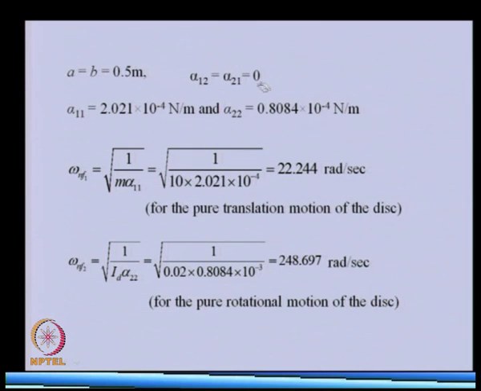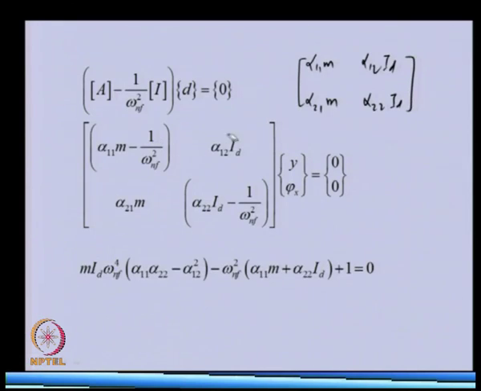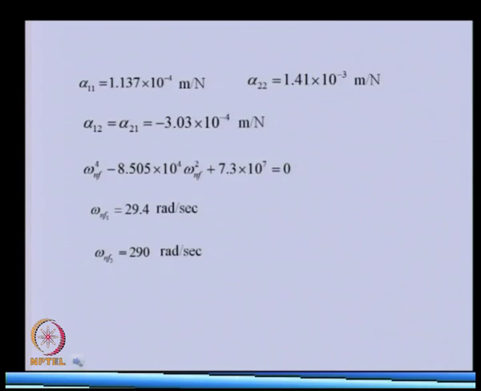So, these coupling terms will be 0, and the influence coefficients will be alpha 1 1 and alpha 2 2, which are these. Now we can see that the natural frequency will be given by this, because there are no coupling terms, so this equation gets simplified and these terms will be 0. So, this equal to 0 and this equal to 0 will give us the 2 natural frequencies.